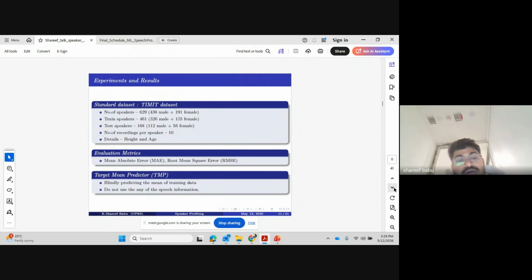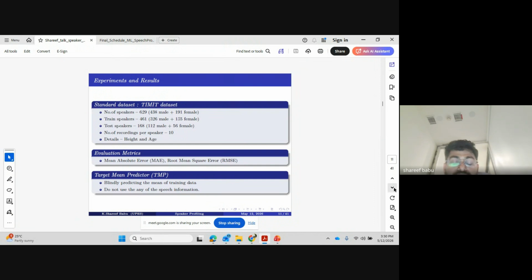To measure error, we have used the mean absolute error and the root mean square error as the error metrics. When we look at the error metrics, or at how the system is performing in our case, we need to have some kind of benchmarking.